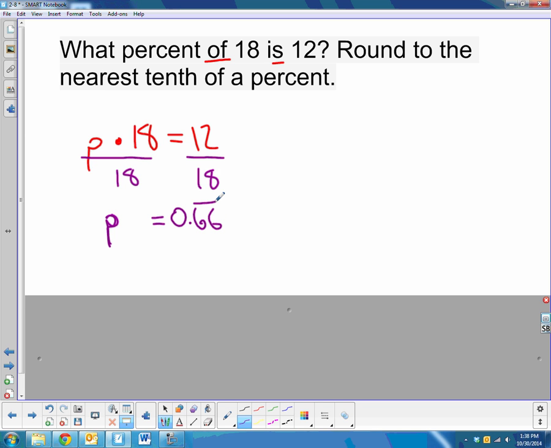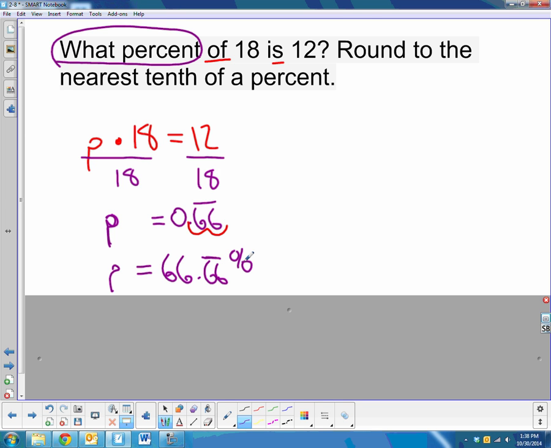Now that's not a percent. The question says what percent of 18 is 12. I've got that 0.66 is a decimal number. It's not a percent. So I have to change that. But we talked about how to do that in class, where we just move the decimal over, and I'm going to get 66.6 repeating. Remember, those sixes don't disappear. They just keep on going. And so it would be 66.6 repeating percent.